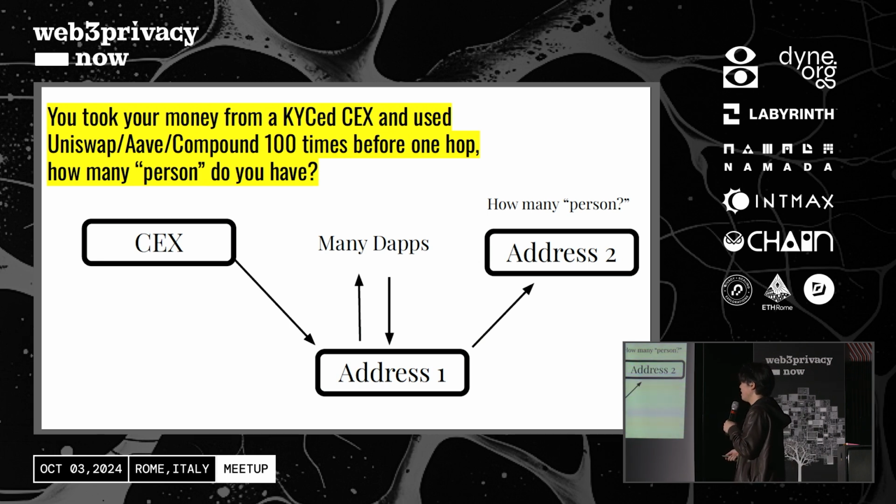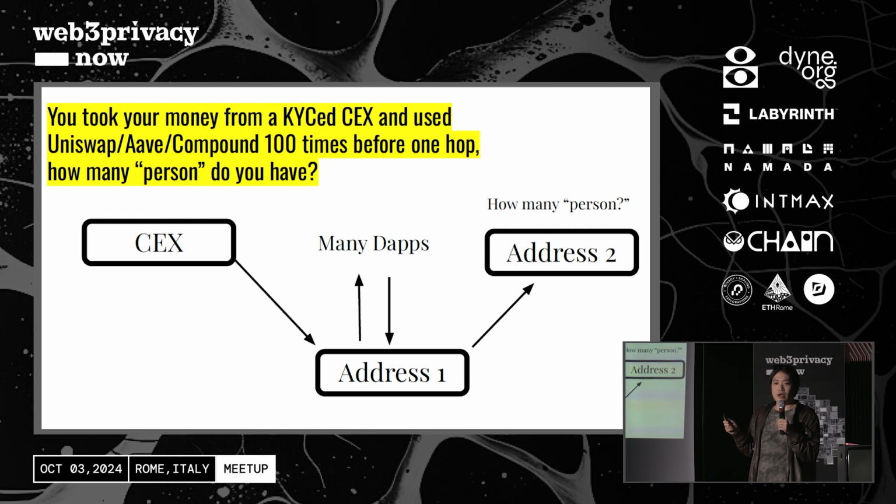Okay, let's say Coinbase, and you use Uniswap, Aave, Compound 100 times, and you did many jobs with that, and you take one hop to another address. Okay, how many people do you have for this address? Your activity. So how many people do you have? It's 100 times you did, the CEX address one did 100 times using the dApps, and after that you hop to another address.